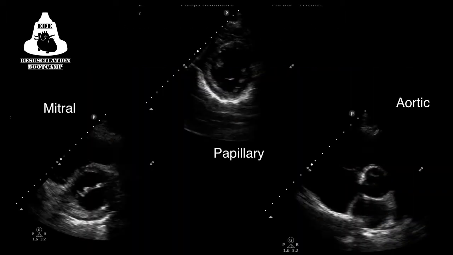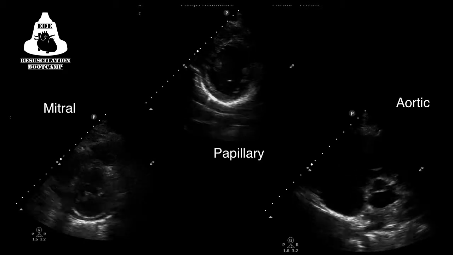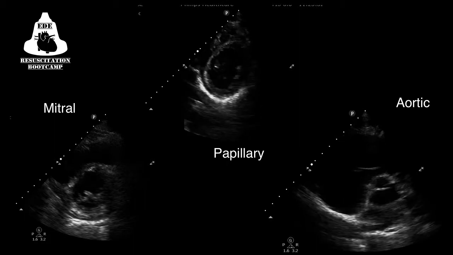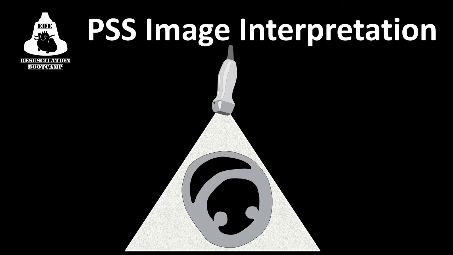Here you can see how the three major levels of the parasternal short view differ from each other. The mitral valve will have a fish mouth appearance, the aortic valve will have its distinct tricuspid look, and will be surrounded by several different looking chambers. Let's move on to interpreting the parasternal short image.